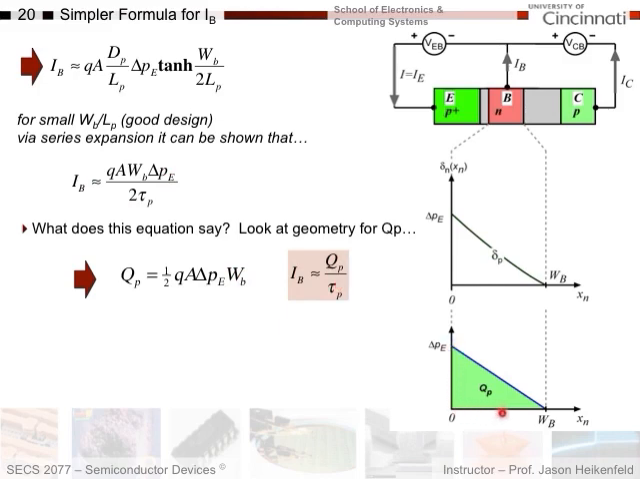If I on average have a number of holes, QP, so that's my number of holes I have at any given time diffusing across the base, and they are recombining with a lifetime of tau P, that gives me coulombs per second, which is current, and that gives me my base current. So that's another way I can calculate base current, which should make complete sense to you as well.